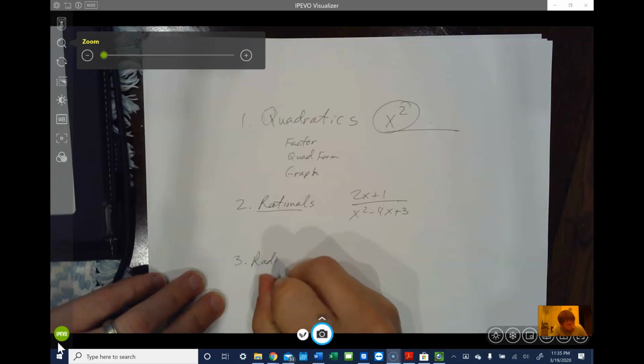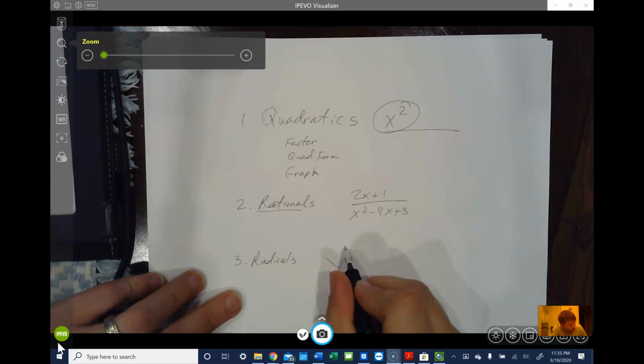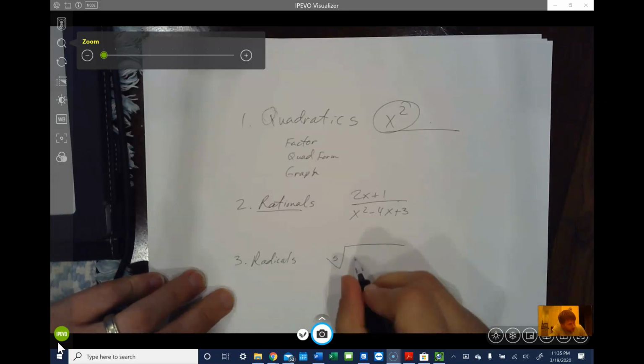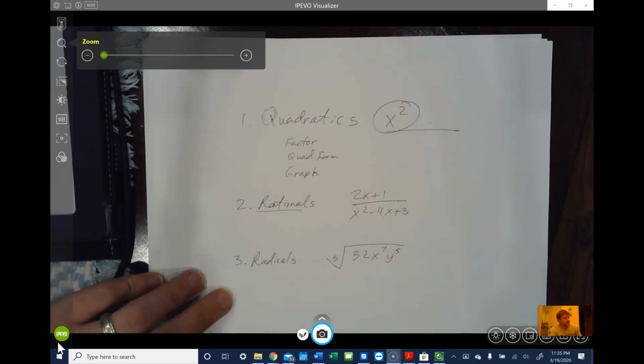And the third big topic is radicals, or radical functions. A radical is that kind of symbol right there, and it may have a number right here. It may not have a number, or it may have a number, like a 5 right here or something. But then it has some sort of expression in here. Let's say 32x to the 7th, y to the 5th. And we learn how to simplify that, how to add, subtract, multiply, divide those things.